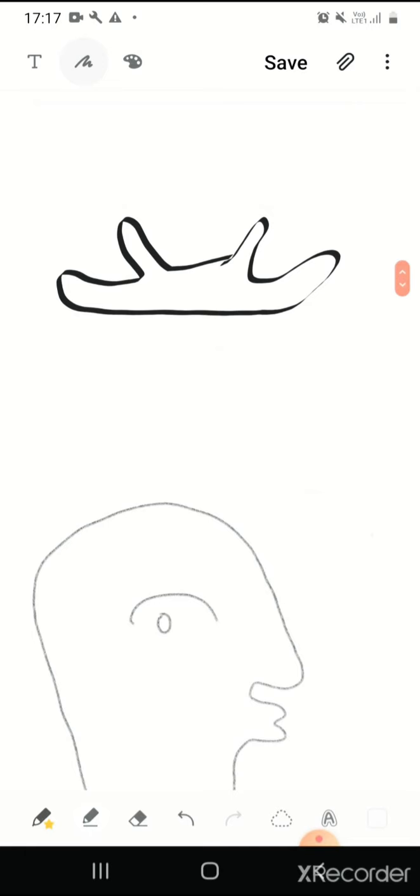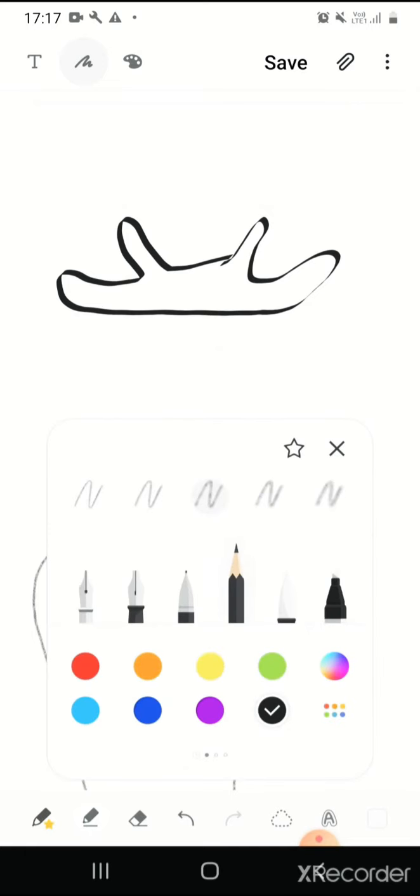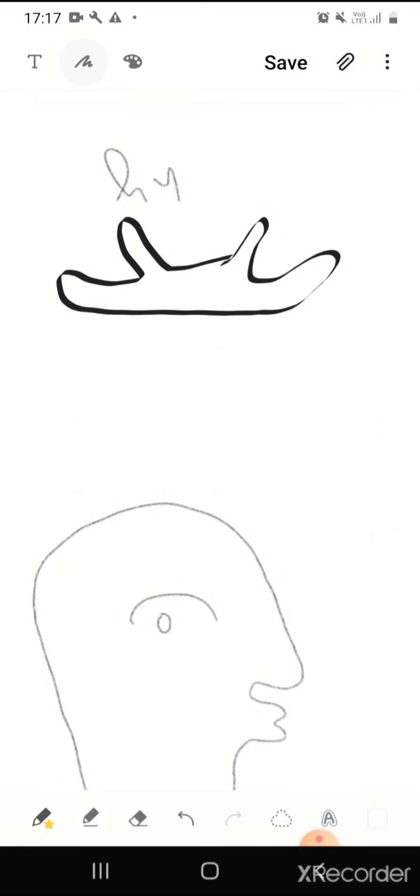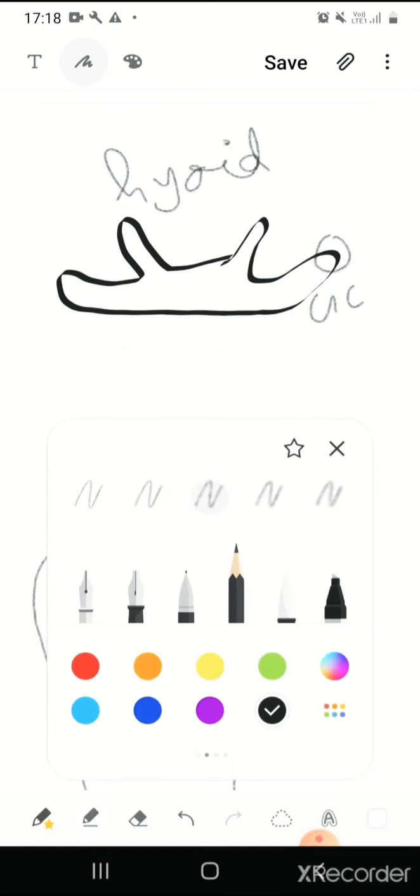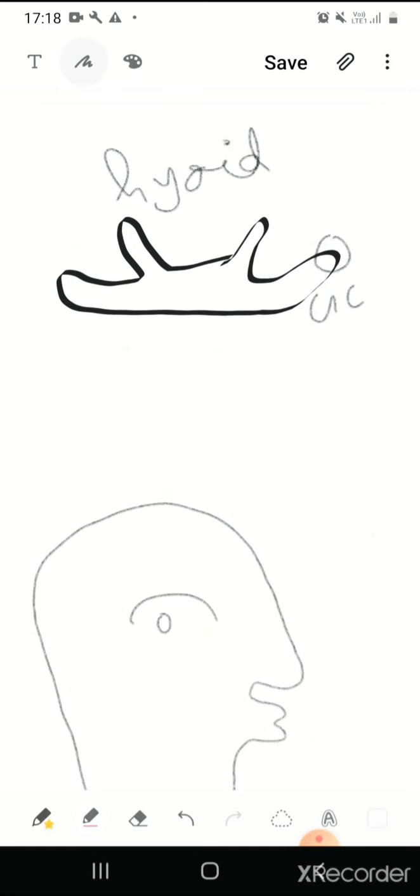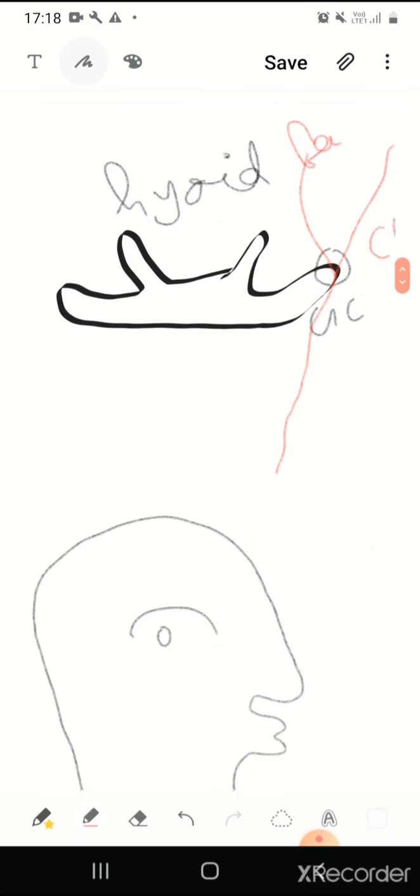Okay, so what I have drawn here, this is the hyoid bone. This is the pictorial representation, and this is the greater cornu of the hyoid bone, this is the lesser cornu. So at the tip of the greater cornu of the hyoid bone, the external carotid artery will be coming, and it will be giving off the facial artery. So the facial artery is a branch of the external carotid artery.